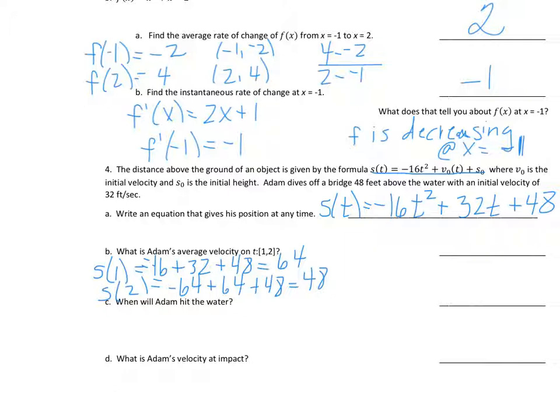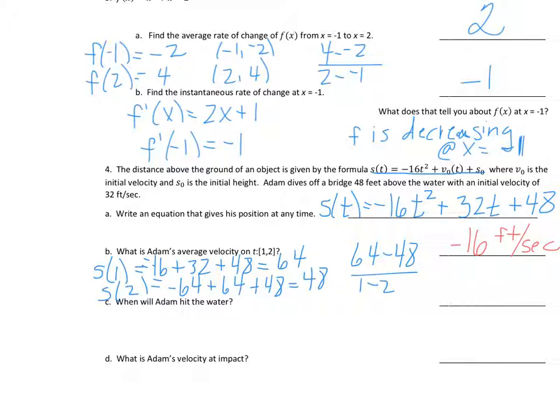So now I just have to subtract these. Again, it doesn't matter which order. So if I go 64 minus 48, I have to remember to go in the same order, so that would be 1 minus 2. And 64 minus 48 is 16, but on the bottom I have a -1, so I would get -16 feet per second.